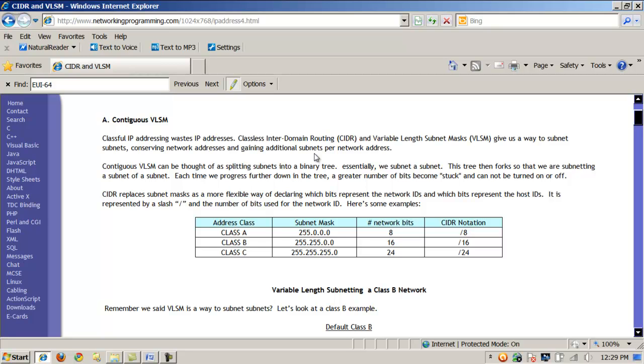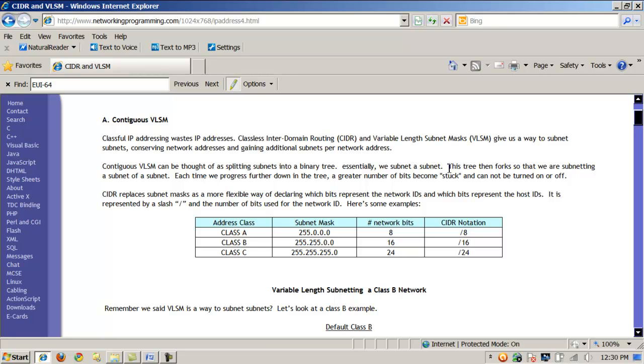But still, that doesn't mean we want to waste IP addresses. So using classless interdomain routing, CIDR notation, and variable length subnet masking, or VLSM, are ways to avoid wasting those precious IP version 4 addresses when we do decide to use them.